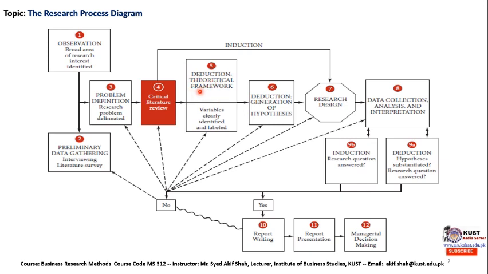For a good theoretical framework or a conceptual model to be made, one should be clear about the variables identified in the literature review which are pertinent to the current problem, and then label them as dependent, independent, moderating, or intervening variables. So the emphasis in this lecture will be on the moderating and intervening variables.